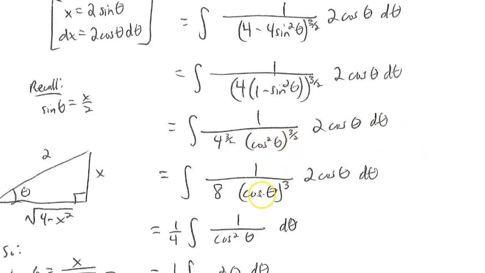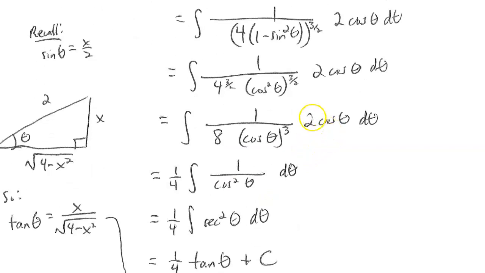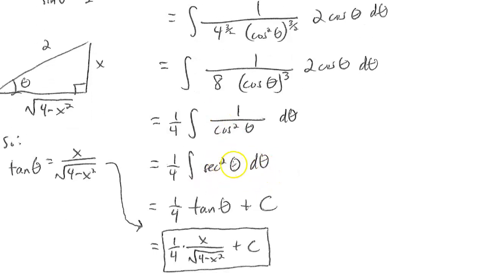Now, cosine squared to the 3/2 is really just cosine cubed, because if you square something, then take it to the 3/2, remember 2 times 3/2 is just 3. And then 4 to the 3/2 is 8, because you take the square root of 4, which is 2, and then you cube it, which is 8. So notice what we have. We have a 2 and an 8. That can simplify to be 1/4. We have a cosine over a cosine cubed. That's really 1 over cosine squared. Now, 1 over cosine squared is secant squared, because it's 1 over cosine times 1 over cosine. But remember, 1 over cosine is secant, so it's secant times secant, which is secant squared.